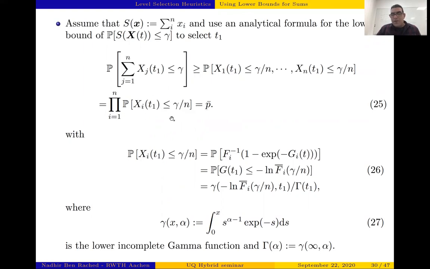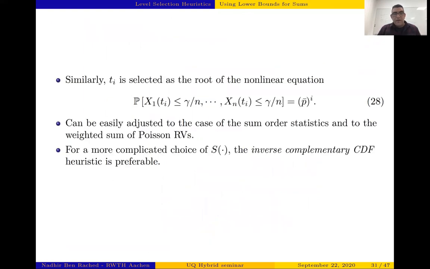This lower bound has a closed form expression as in equation 26, where gamma is the incomplete gamma function. So once we found T1, then we find Ti by a similar procedure, by equating a lower bound to P bar to the power i. So this procedure can be easily adjusted to the case of sums of order statistics and to the weighted sum of Poisson random variables. However, for a more complicated choice of S, the first heuristic, which is based on inverting the complementary CDF, is preferable.